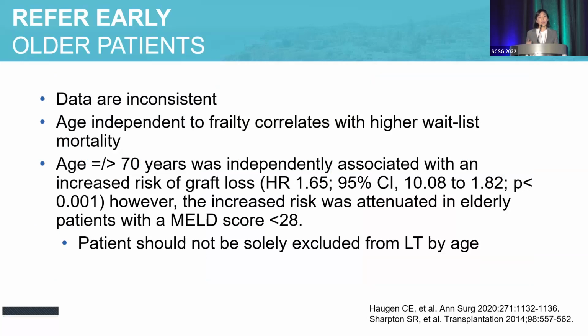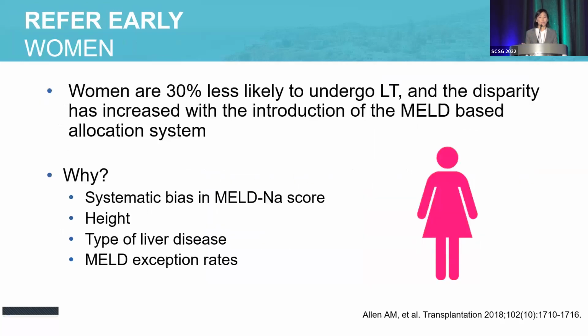How about older patients? The data out there is inconsistent, and age has been shown, independently of frailty, to correlate with high waitlist mortality. But there are studies that actually show that as long as those who are older, so 70 and greater, have lower MELD scores. Independently, age has been associated with increased graft loss, but if their liver disease is pretty stable, their MELD score is less than 28, even 21, some of this subgroup analysis has shown, they do just as well as the younger patients.